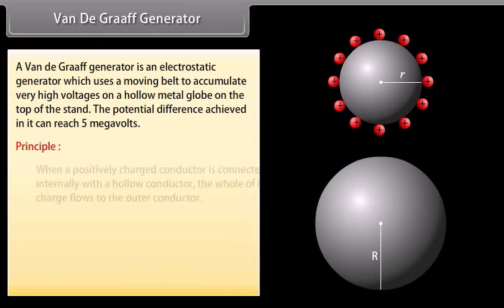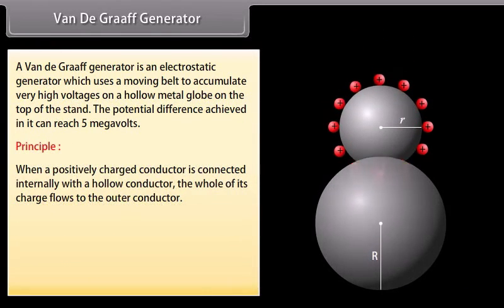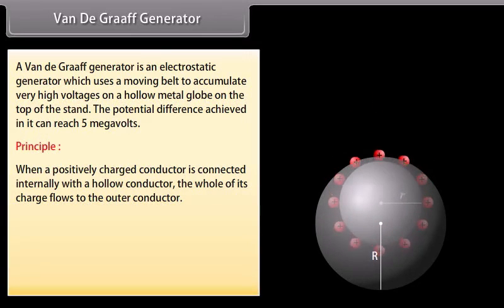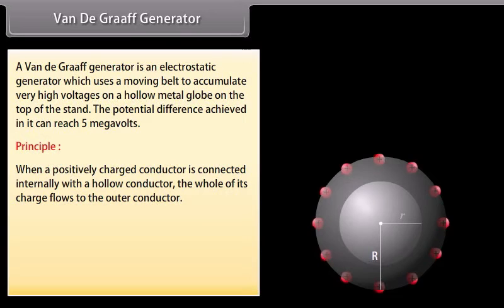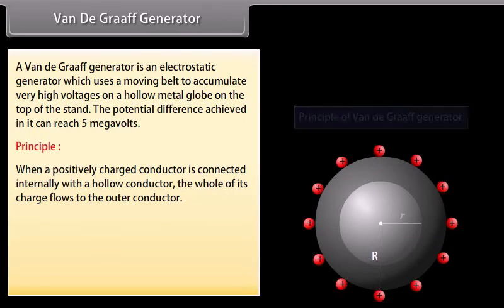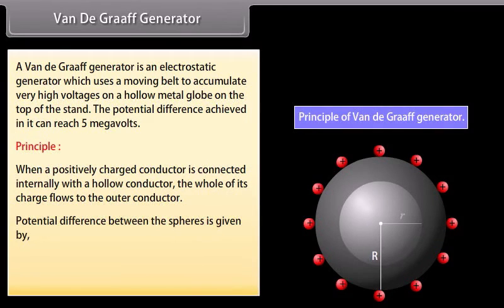Principle: when a positively charged conductor is connected internally with a hollow conductor, the whole of its charge flows to the outer conductor. The potential difference between the spheres is given by V(R2) minus V(R1) is equal to Q upon 4 pi epsilon naught multiplied by 1 by R1 minus 1 by R2.